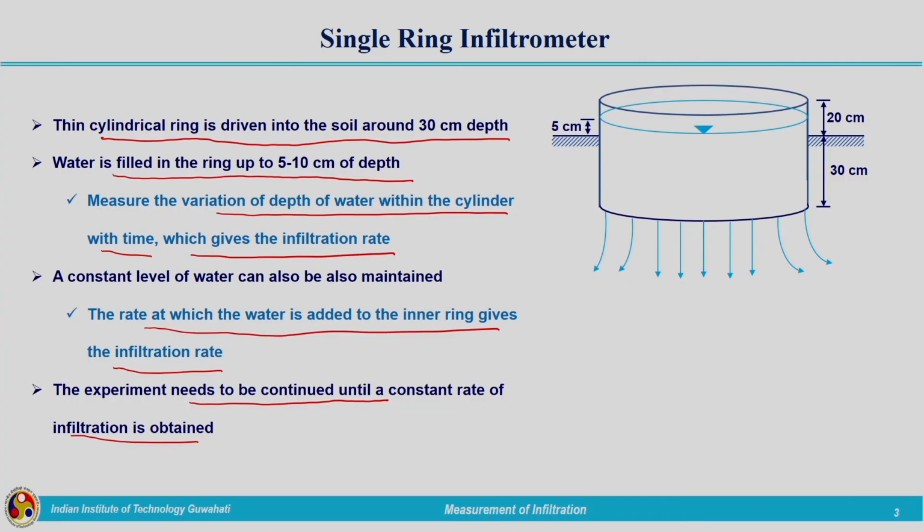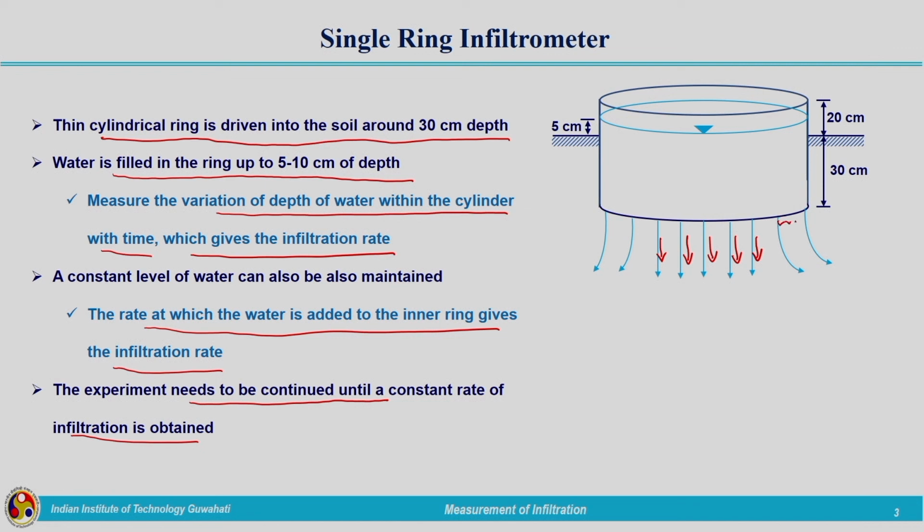So, depending on the type of the soil or the moisture present in the soil, we may have to continue the experiment for a long time until it reaches a constant rate of infiltration. Here you can see in the middle, central portion, we are getting correct downward flow. It can be considered that the flow is taking place in the z direction, or one dimensional.